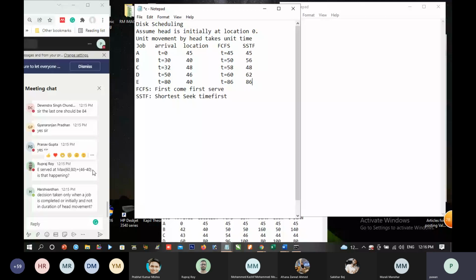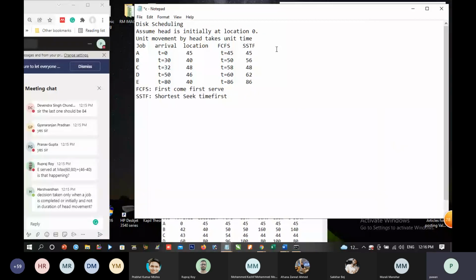Decision will be taken. What are the jobs which are currently available? Then we start moving. In between, if something comes, we forget about it. Once we have served what we decided, then we see what are the other jobs which are available. Is it clear? What is your doubt?